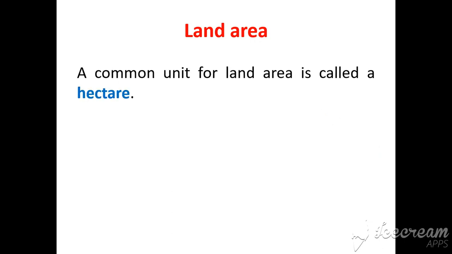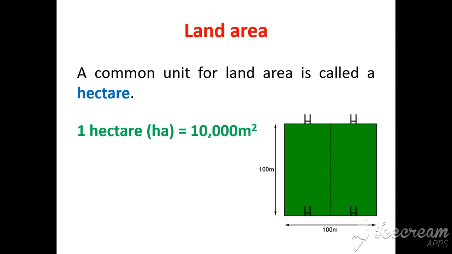Right, now a common unit for land area is called a hectare. A hectare, which has an abbreviation of HA, that's the units or the symbol, is equal to 10,000 meters squared. So 1 hectare is 10,000 meters squared. Just as an idea of how big it looks, imagine two rugby fields side by side. One rugby field is 100 meters long and 50 meters wide. And if I put two of them side by side, it's 100 by 100. So 100 meters by 100 meters is the size of a hectare.